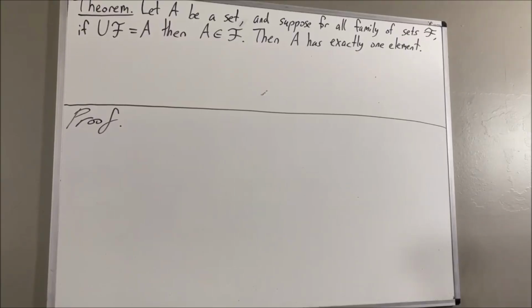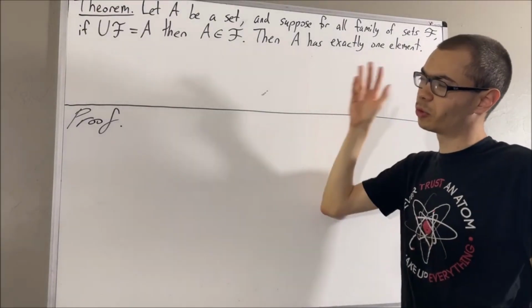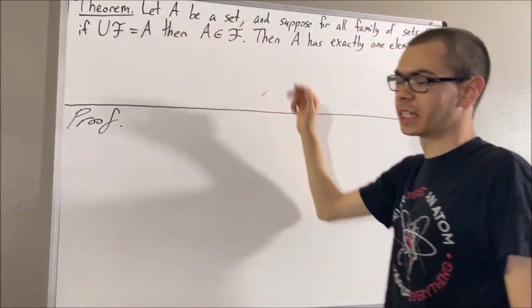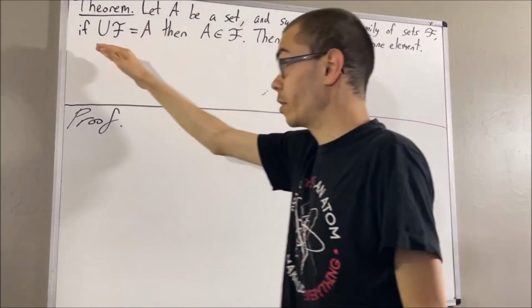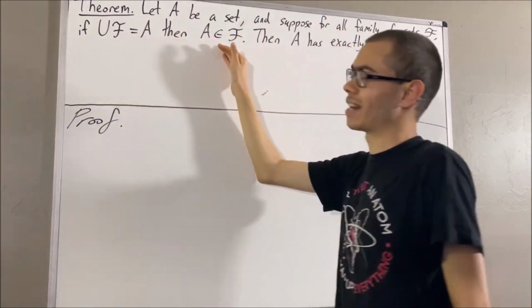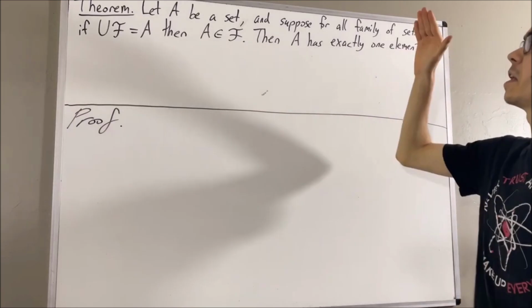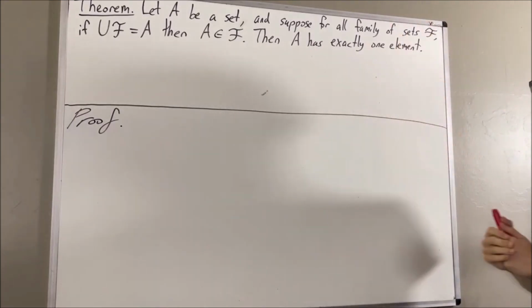Hello! In this video, we are going to prove the following theorem. Let A be a set, and suppose for all families of sets F, if the union of F is equal to A, then A is an element of F. Then A has exactly one element.